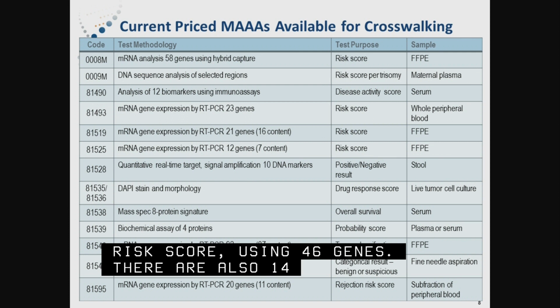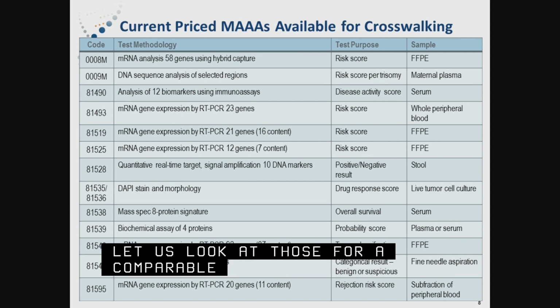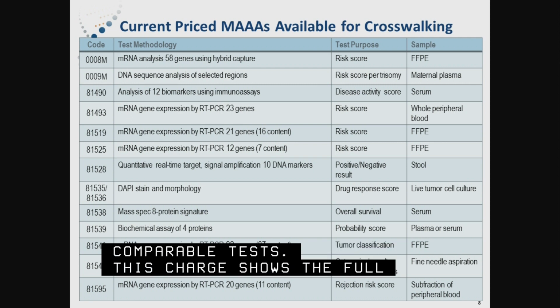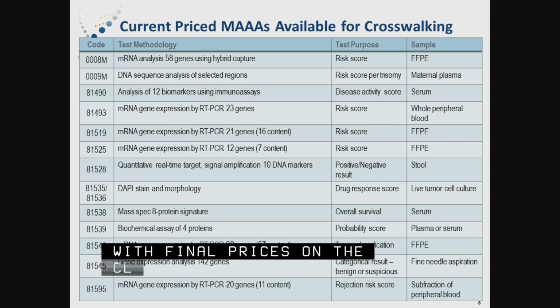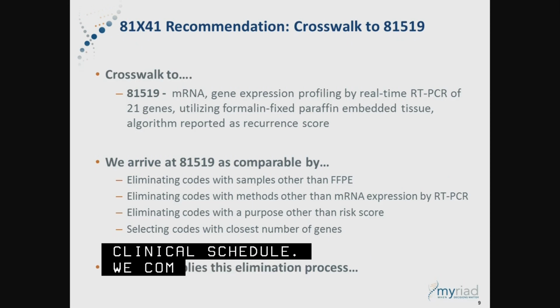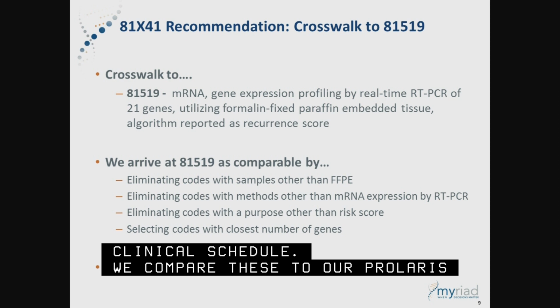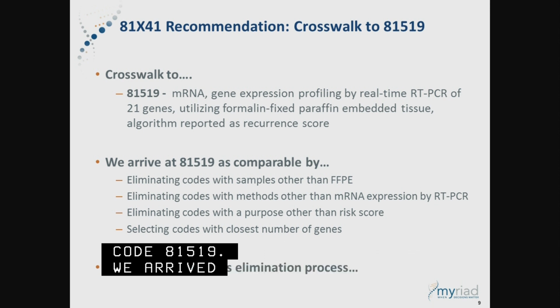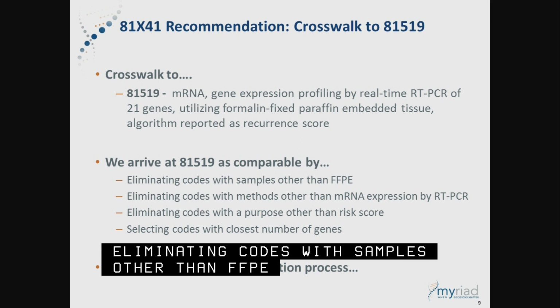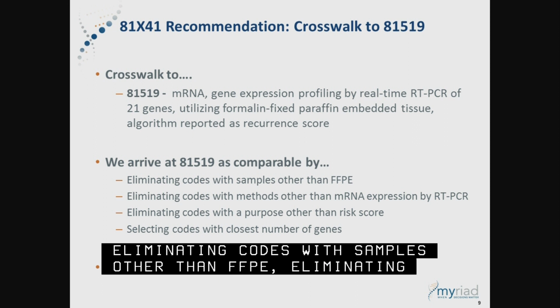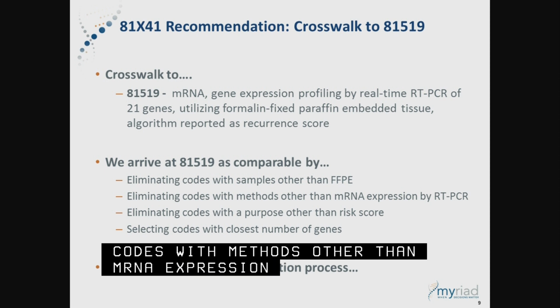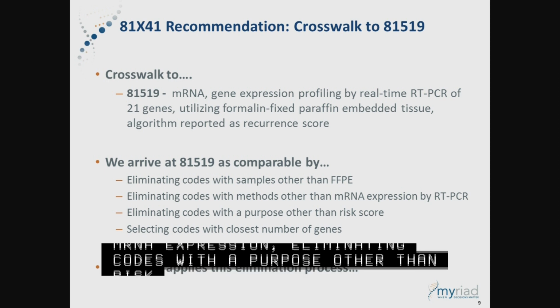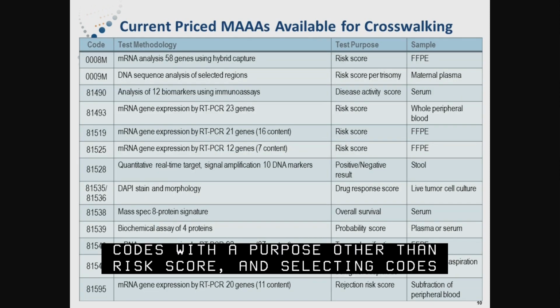This chart shows the full list of mock codes with final prices on the clinical lab fee schedule. We reviewed these tests and compared them to our Polaris test. And we're recommending code 81X41 be crosswalked to code 81519. We arrived at 81519 by eliminating codes with samples other than FFPE, eliminating codes with methods other than mRNA expression by RT-PCR, eliminating codes with a purpose other than risk score, and selecting codes with the closest number of genes. And the next slide applies this elimination process.